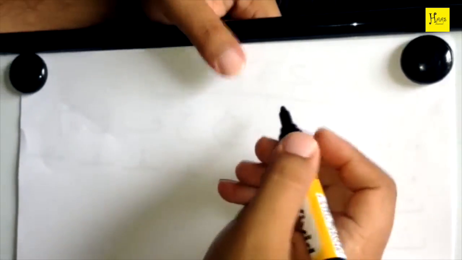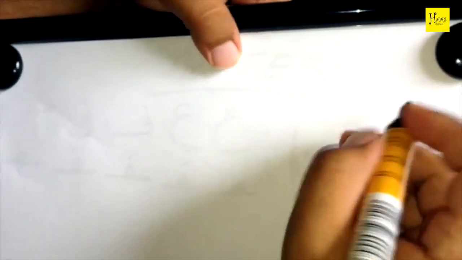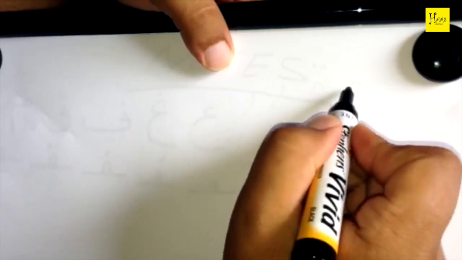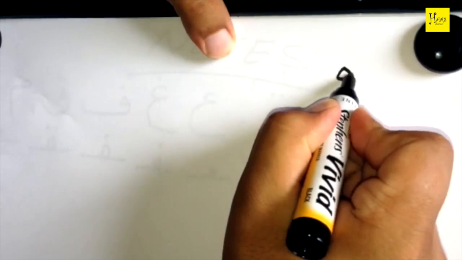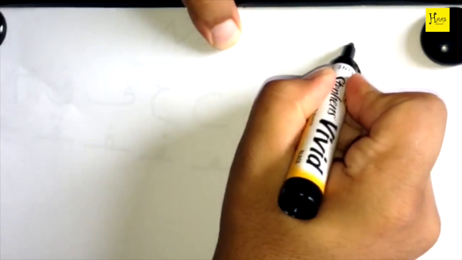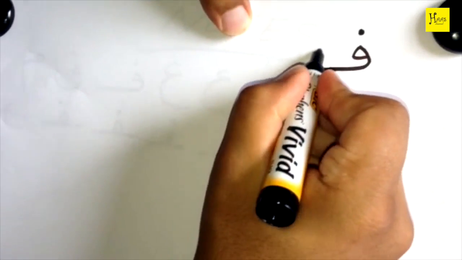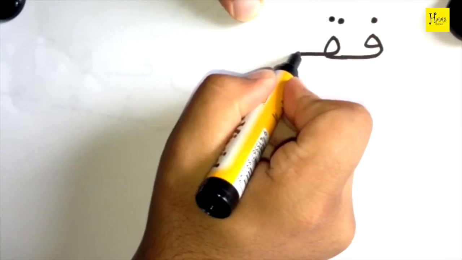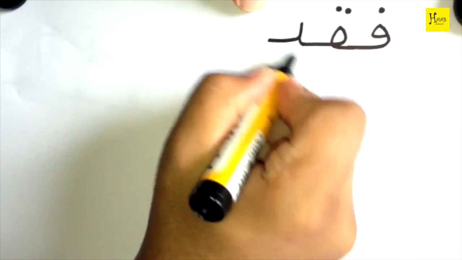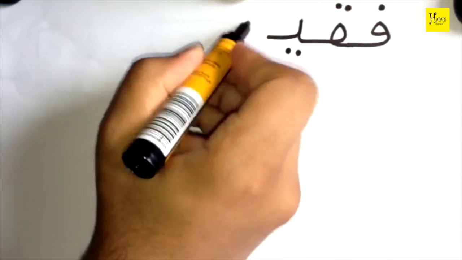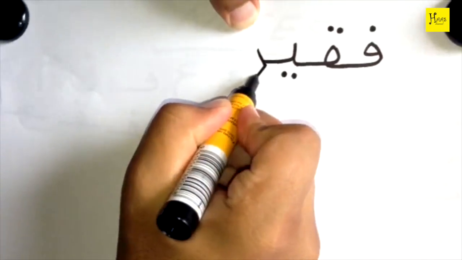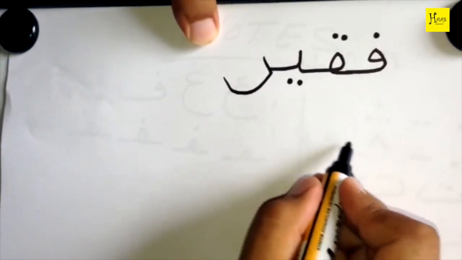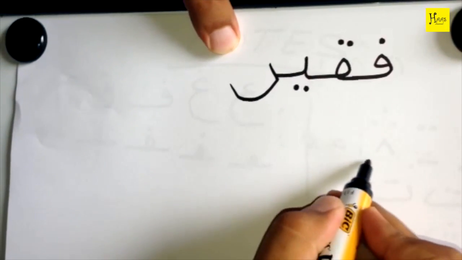A few examples just to show you how we write the words. Let's start with the word faqir, meaning poor. So we start with the Fa, then Qaf in the medial position, then Ya, then here Ra, faqir.